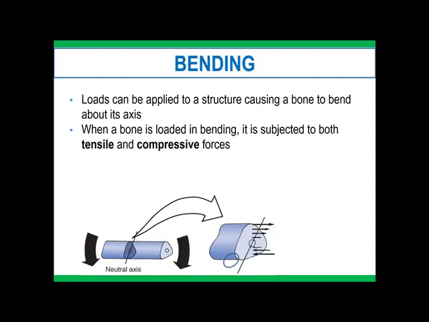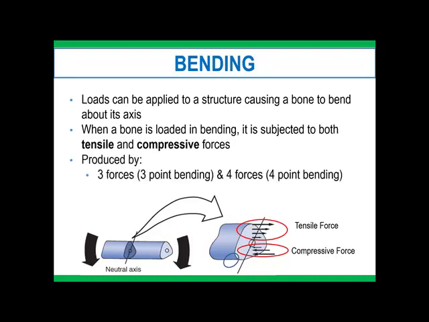Because when you think about it, this part here might be a tensile force, this is a compression. Think about you take a stick and you snap it. The bit on the top is in tension, the bit on the bottom would be in compression. Bone will tend to break in the tension part because it's weaker in tension. So we have a few different ways we can load a bone in bending. And they're called 3 or 4 point bending.